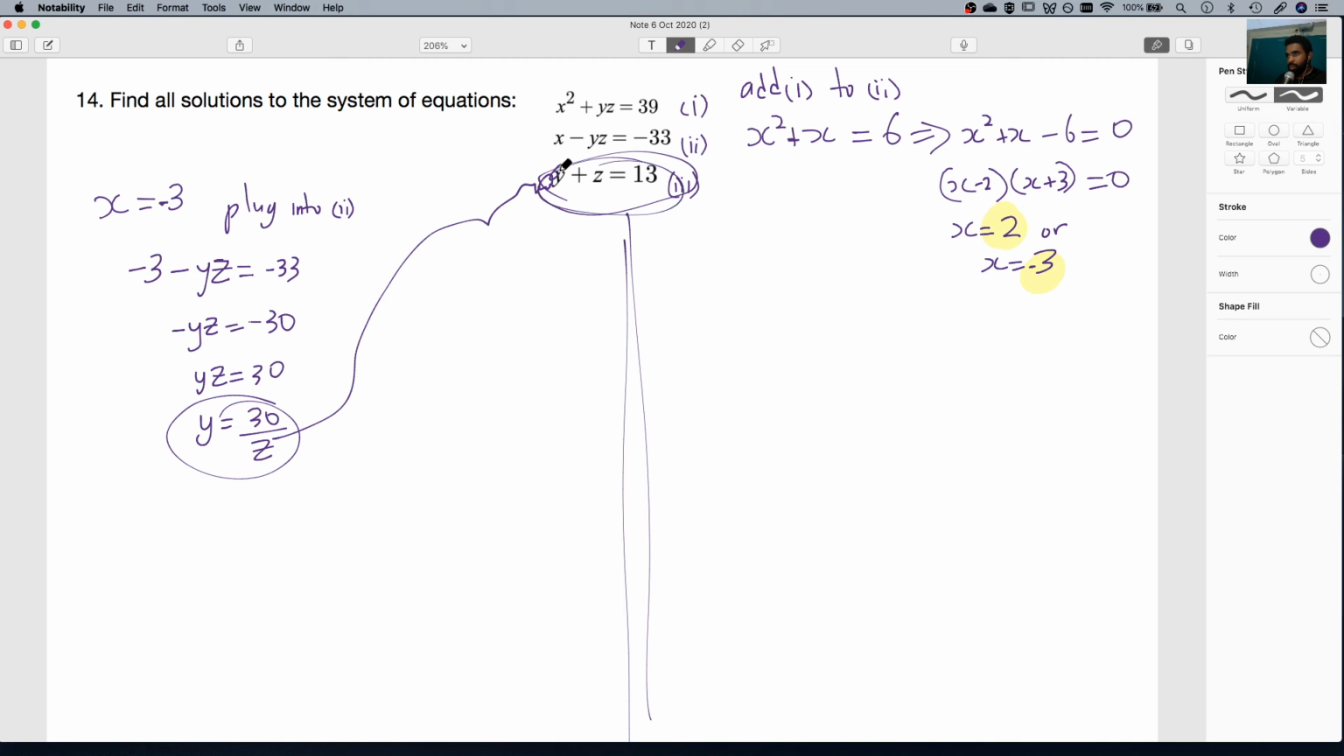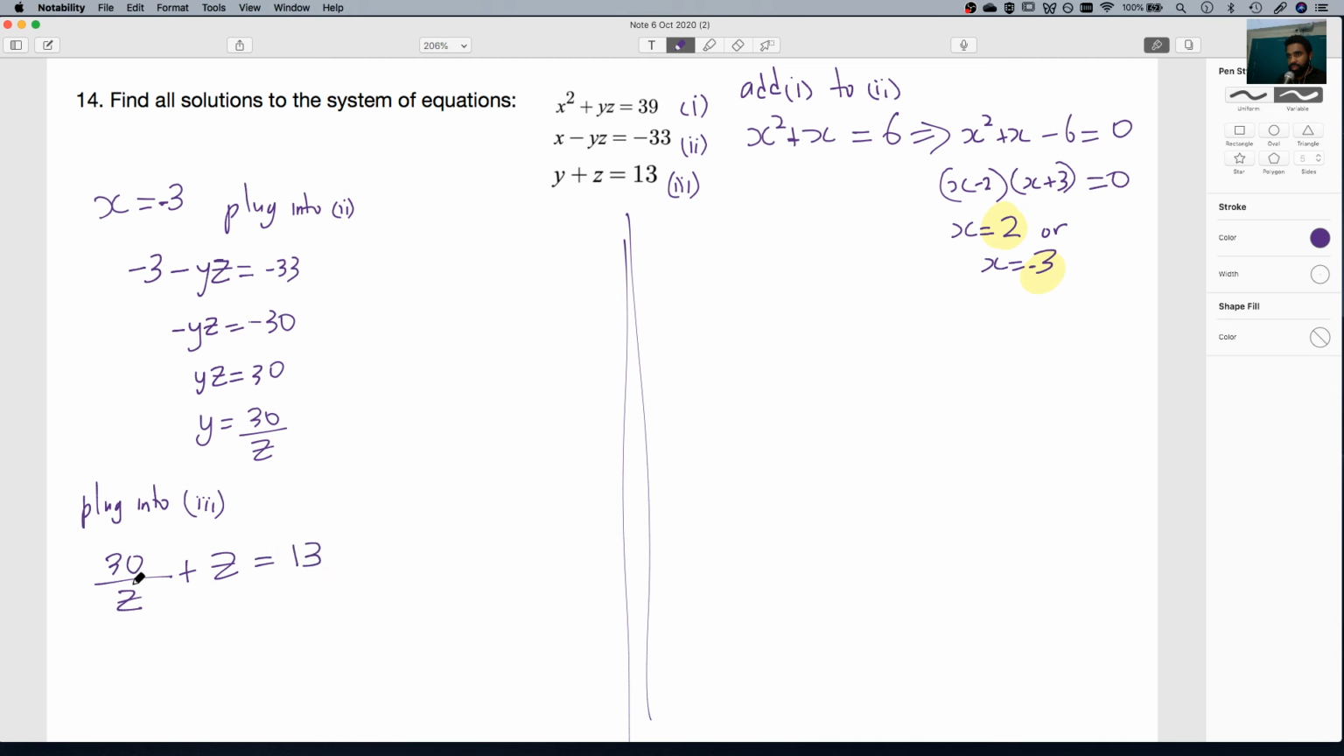Because if we can figure out y in terms of z, if instead of a y we have 30 over z, then this equation just has one variable. It's an equation in z, and we can solve for z. So let's do exactly that. So we plug in there. Let's tell our teacher again what we're doing. We say plug into III. And we just do, instead of y, we write 30 over z plus z is equal to 13. And to get rid of this fraction, we can multiply both sides by z, right?